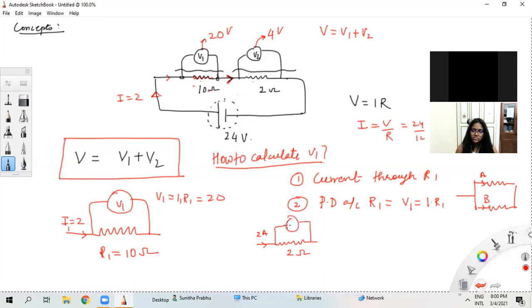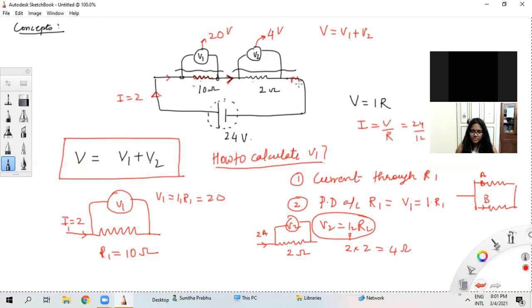What is my voltage drop going to be? V2 is going to be I2 into R2. I use I2 just because I want to be careful, because the current flows may be different. Here I2 is equal to 2. 2 into 2 is equal to 4. So you can use this formula also to calculate it, or you can use your knowledge, right? Because what if there were 3? Then you could not have calculated this as 4, right? You would have had to calculate it using this method. Is it all right?